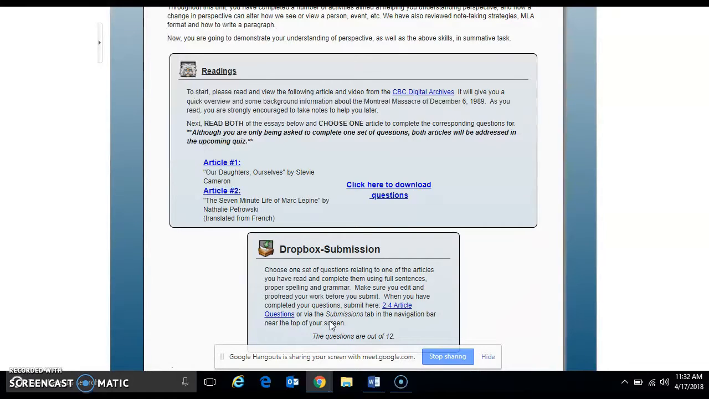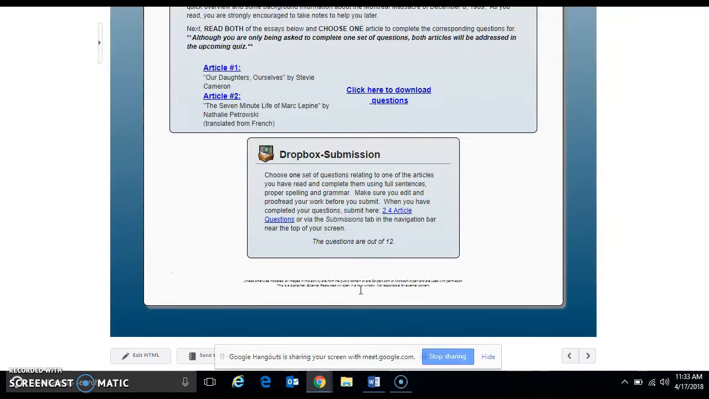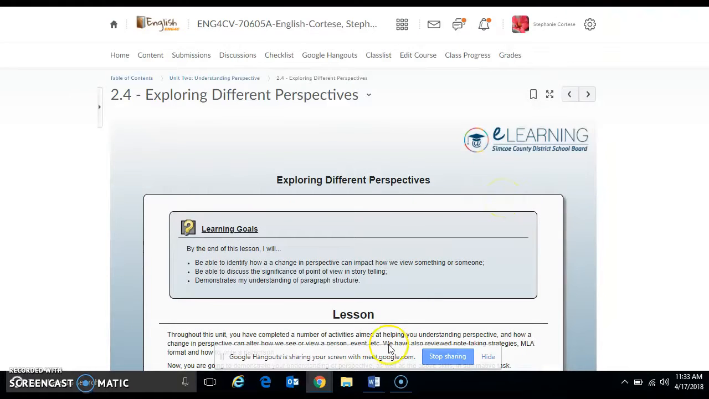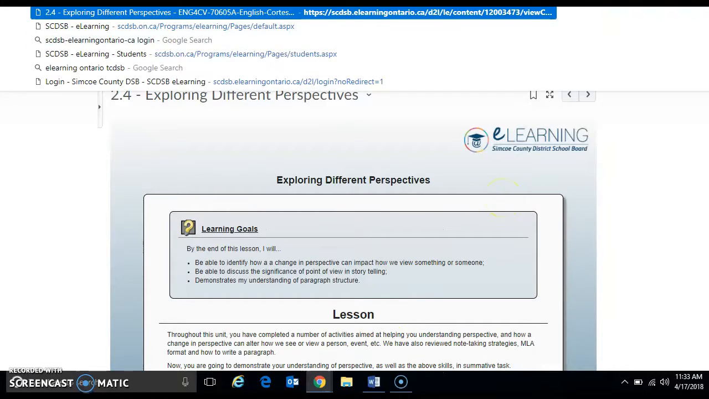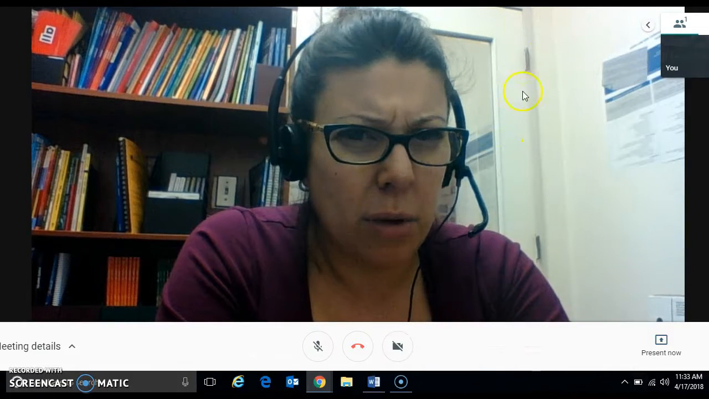And again, this concept of perspective, the idea of trying to understand and assess a situation from two different viewpoints, I think is just so important and so relevant to what is going on in the news today. And then, of course, when you are done your questions, you will submit them into our Dropbox under 2.4 article questions. And I'm going to stop sharing. I'm going to flip back here. Hopefully that worked out well. I think it did.